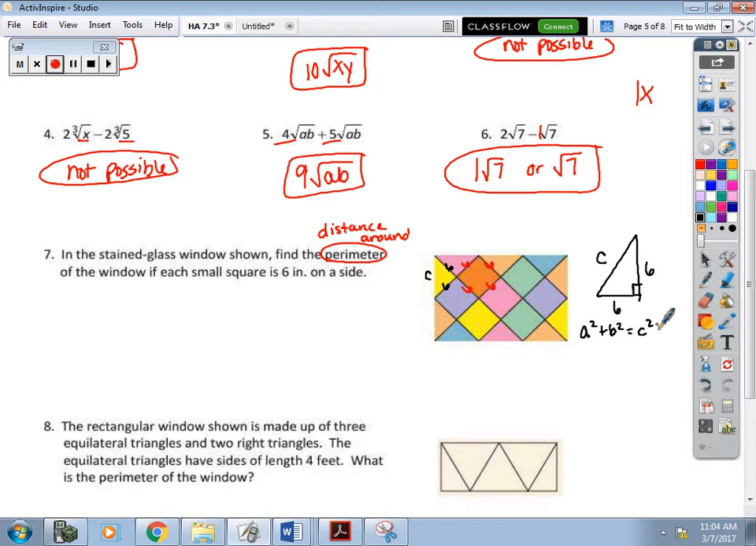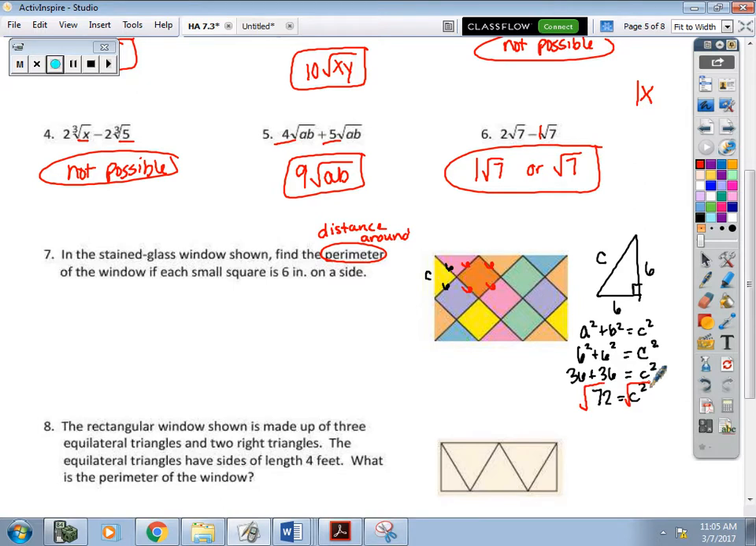If you were using special right triangles, this would be a 45-45-90 because the two legs are congruent. So those of you in geometry, you know the hypotenuse is S square root of 2. So we should get 6 square root of 2. But let's prove it with the Pythagorean theorem. Plug in 6 for A and B, square them, add them, and then square root.